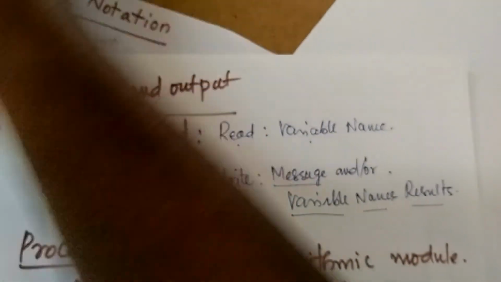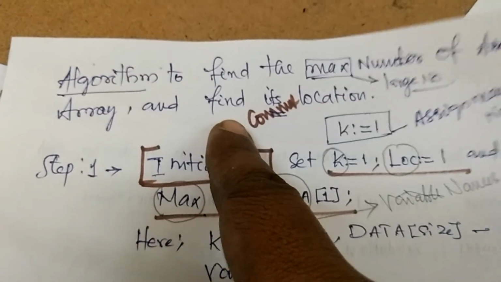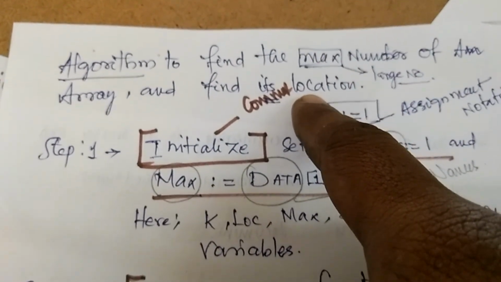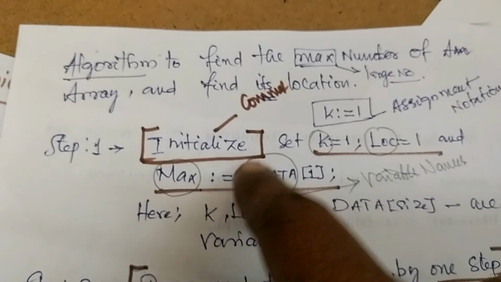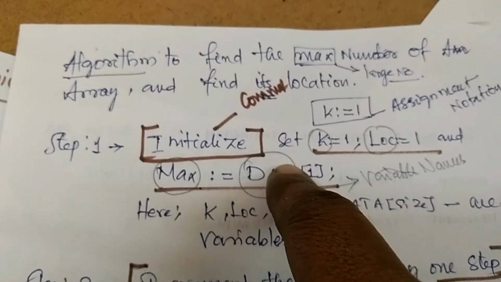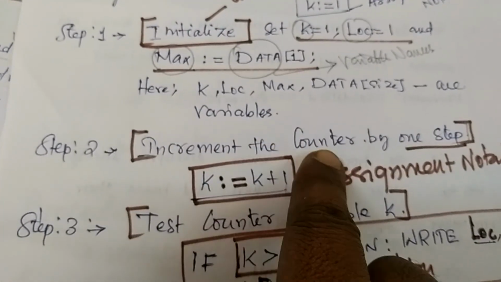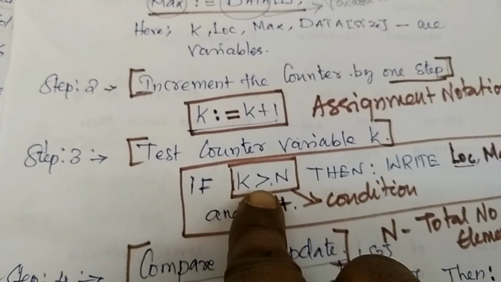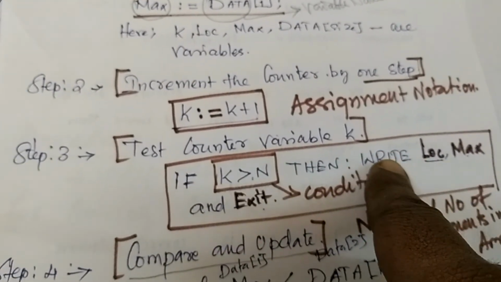In this example, the specific problem is finding the largest number of an array and then finding its location. Maximum is a variable name, location is a variable name, k is the counter variable, and data is the array. So these are the 4 variables used here. Initialize is a command, increment the counter variable is a command, and test the counter variable k is a command. If the limit is over, then exit. Before exit, you have to write the results using the write method.